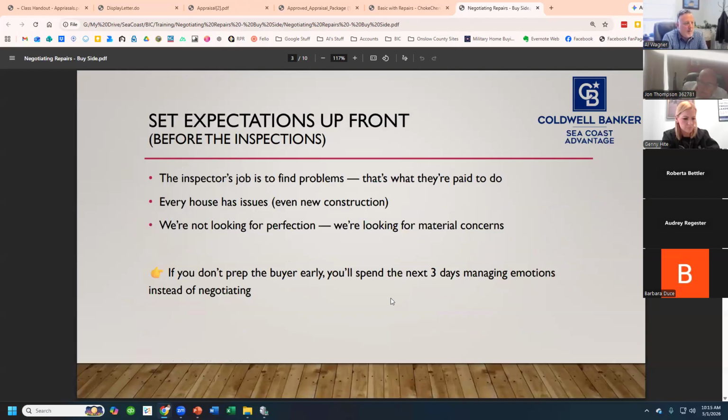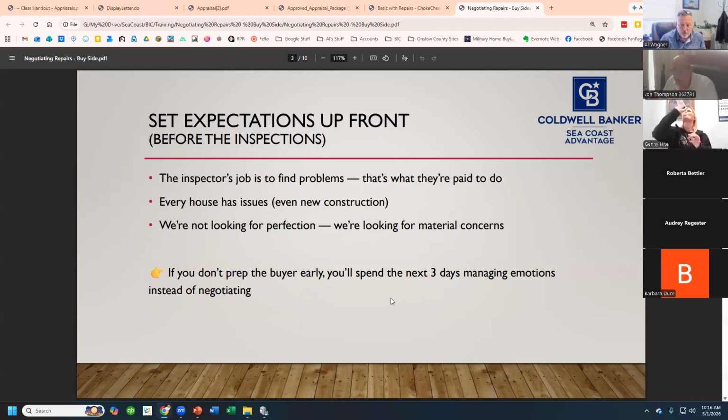So when we work with buyers, we need to set expectations up front, right? Before the inspections, you need to tell the buyer, look, the inspector's job is to find problems. That's what they're paid to do. Every home is going to have problems, even new construction. And we're not looking for perfection, right? We just want to make sure that any major issues or material concerns are addressed. If you don't prep the buyer before this, you're going to spend the next 3 days to weeks managing emotions with the buyer instead of negotiating.